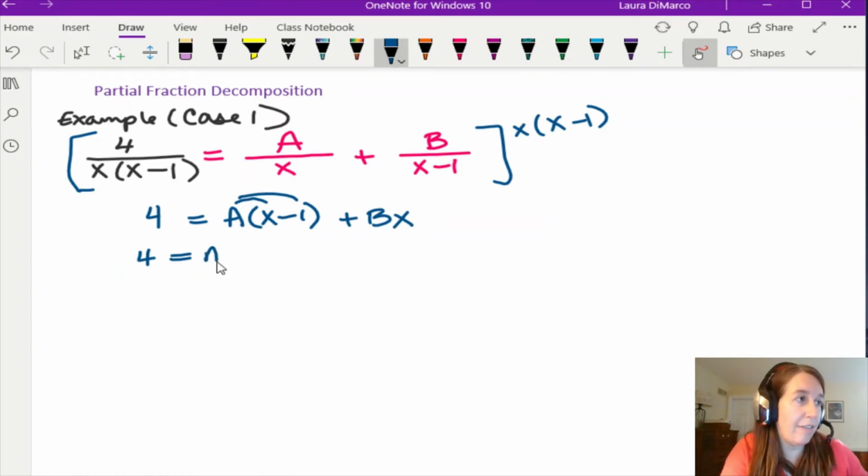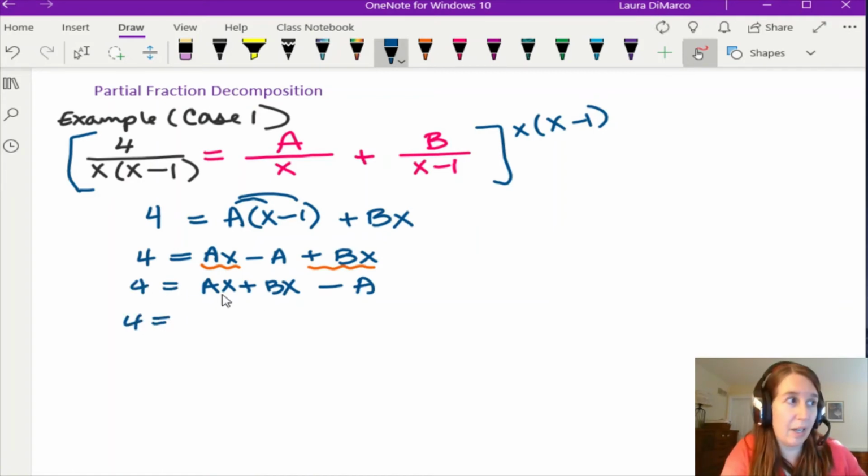All right, so we have 4 equals ax minus a plus bx. So I want to collect the x terms together. So that would be equal to ax plus bx, and then still minus a. That's still 4. And then I did do that extra step this time. This is the GCF, x times a plus b, minus a.